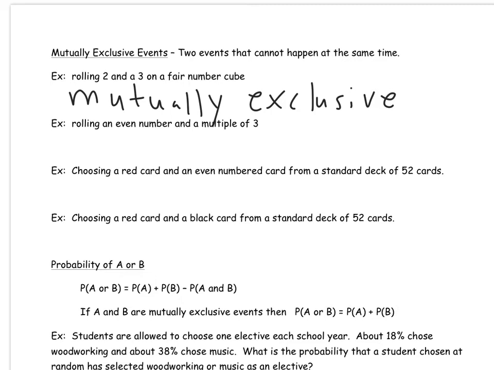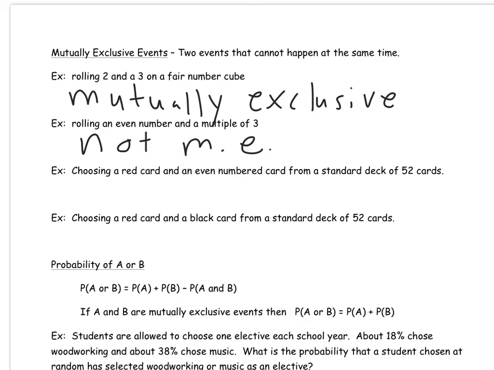It's not just me. How about rolling an even number and a multiple of 3? An even number and a multiple of 3. Let me see. If I roll even numbers, that could be 2, 4, 6. And 6 is a multiple of 3, so that's something that can happen at the same time. So we would say that is not mutually exclusive.